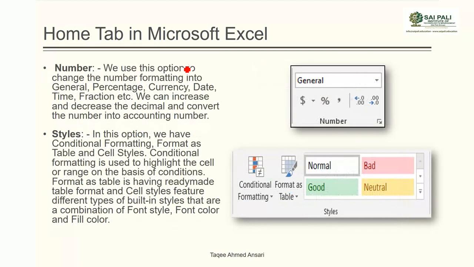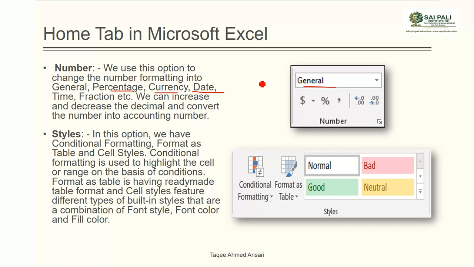Then the next group in the home tab is the number group. This number group defines the number formatting in your cell. By default, all the cells contain the general number formatting, where we can add any value and it will take it as general. We can change the number formatting to currency, percentage, date, time, fraction, etc. This helps Excel to identify the data properly.